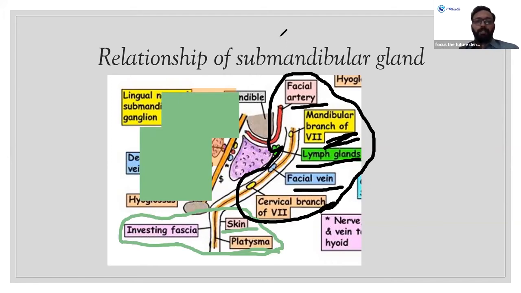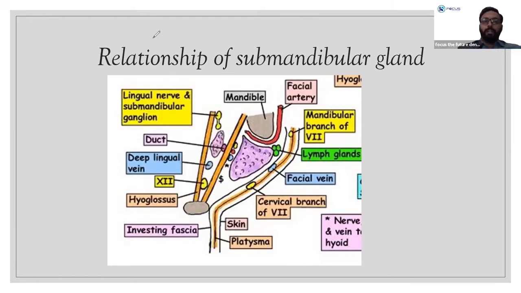And what about the structures in the medial aspect of the superficial part? You have the mylohyoid muscle and the mylohyoid nerve and vessels. This is the mylohyoid nerve, this is the mylohyoid vessels. So that is regarding the relationship of the submandibular gland.